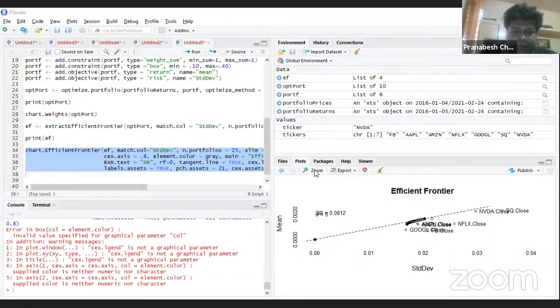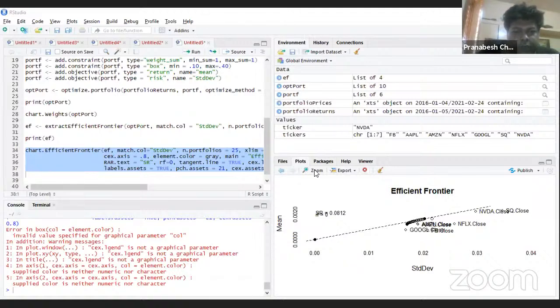Now you see, based on the standard deviation, the higher the standard deviation, the higher the returns that you're going to get. Your mean is increasing, meaning your expected return is increasing. But is it true that, as per this graph, you have to take the highest standard deviation, which will give you the maximum return? But will it give you the most optimized return?